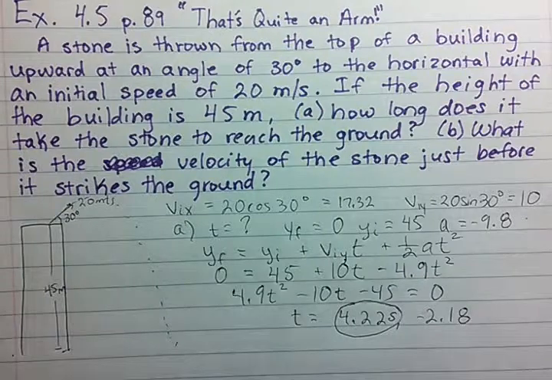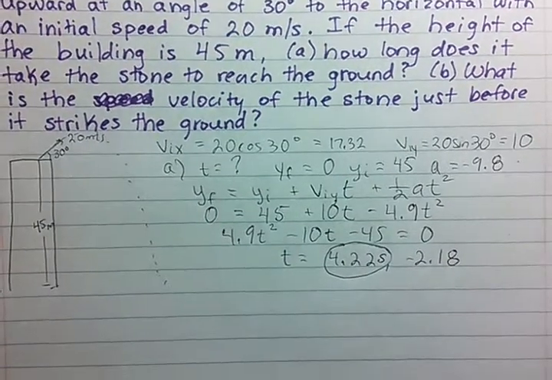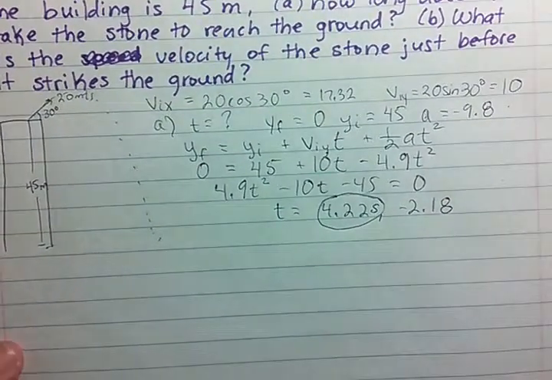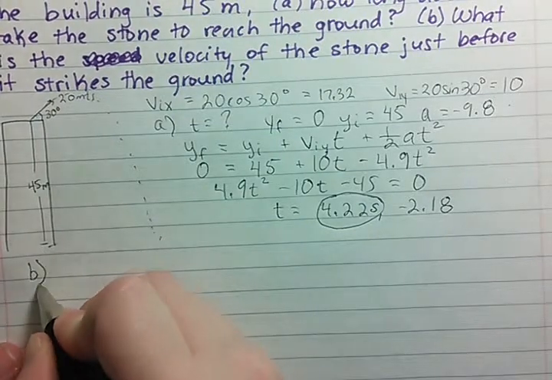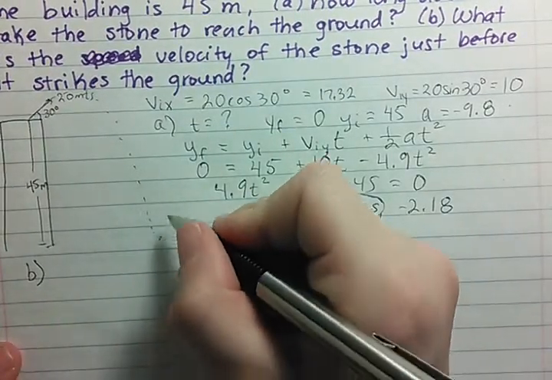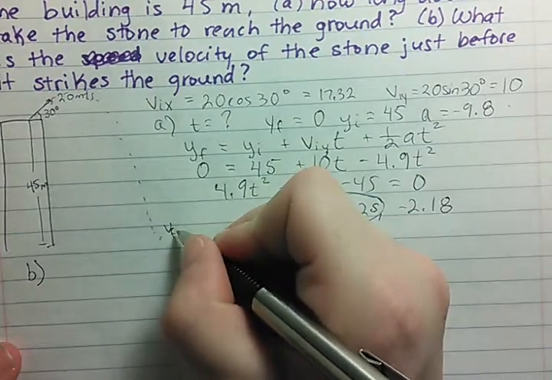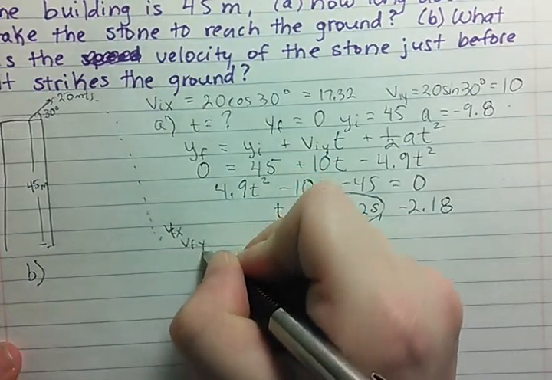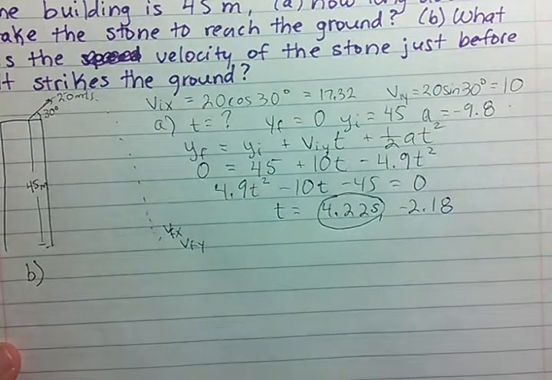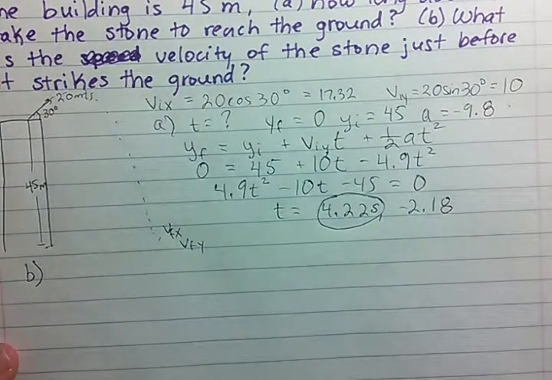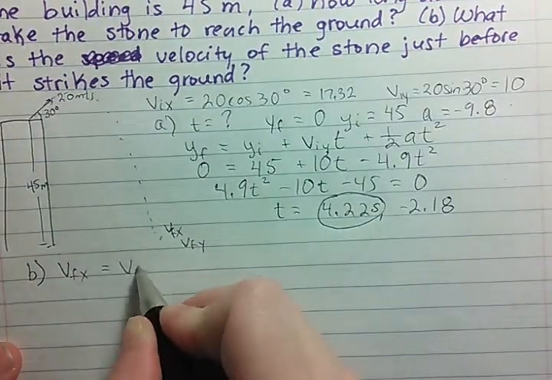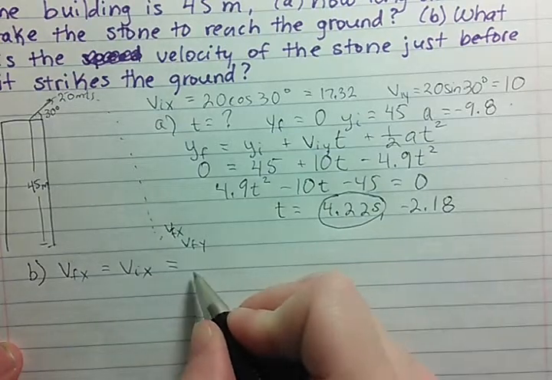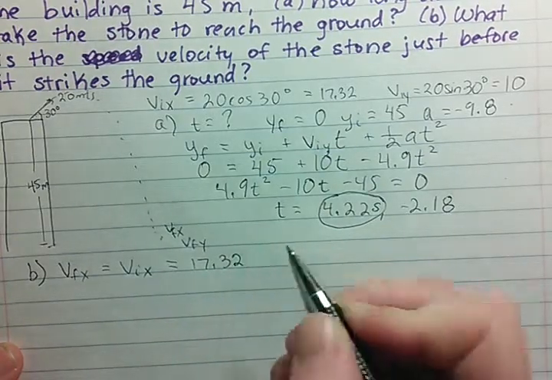Okay, part B says, what is the velocity of the stone just before it strikes the ground? So in this case, we're looking for the total velocity, so we need Vfx and Vfy, and then we can resolve those components, put them back together. We know that Vfx is just going to be Vix because there's no acceleration. So that's going to be 17.32.